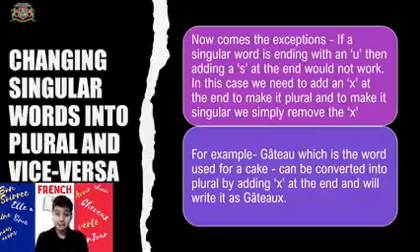Now come the exceptions. If a word is ending with the letter U, then adding an S at the end would not work. In this case, we will have to add an X at the end to make it plural. For example, gâteau, which is the word used for a cake. In this case, I will simply add an X at the end and write it as gâteaux, which will now be plural.